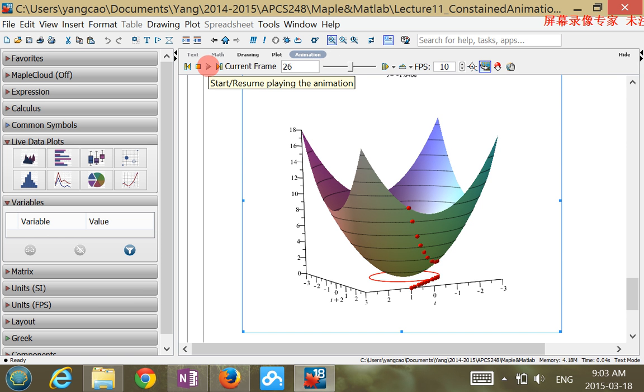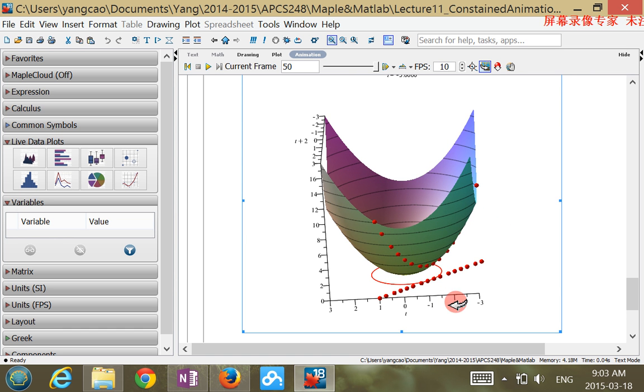The contour at the local min there. You can see that the constraint and the contour for the surface at the local min are tangent, right? They're tangent. So you can take a second look in here.